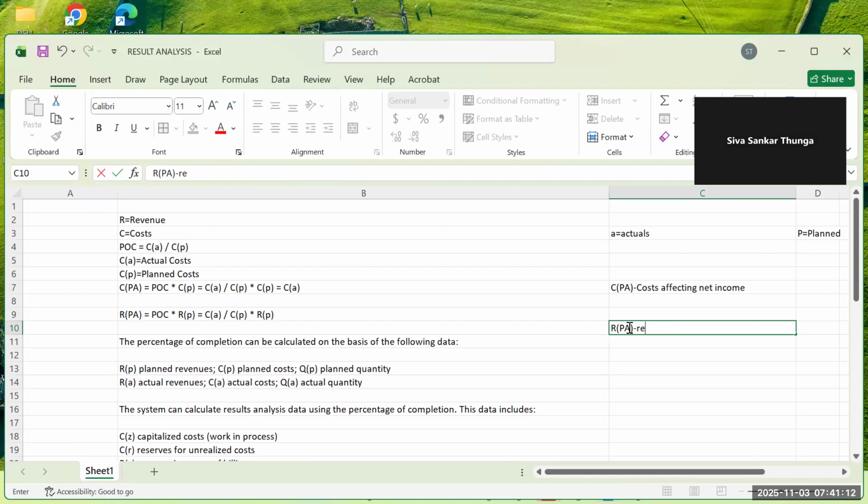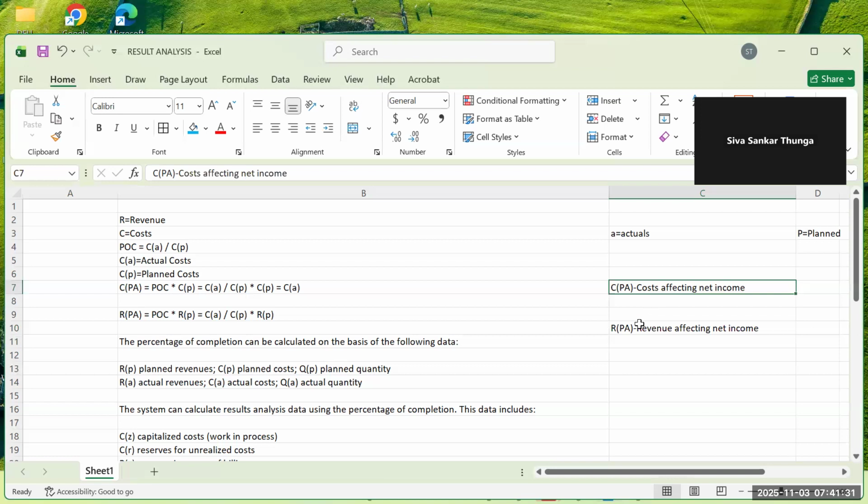Just read that properly multiple times. See, this rain is affecting my play, right? What is the meaning of that?